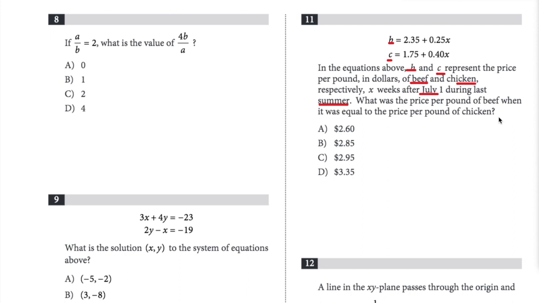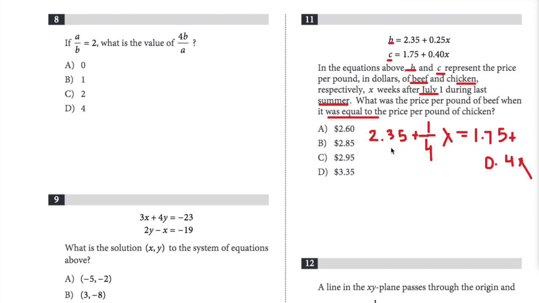So the only way we can solve this problem is we would have to put them equal to each other, obviously. Okay? So we do 2.35 plus 0.25. So I'm just going to write 1/4 x just for safekeeping. And then equals 1.75 plus 0.4x. Okay, and now we put them equal to each other because it says when they're equal. And now we just need to solve for x.